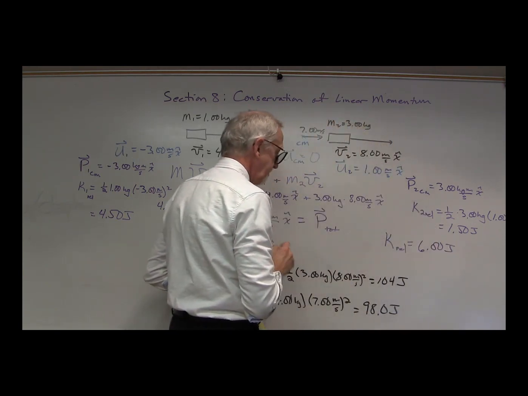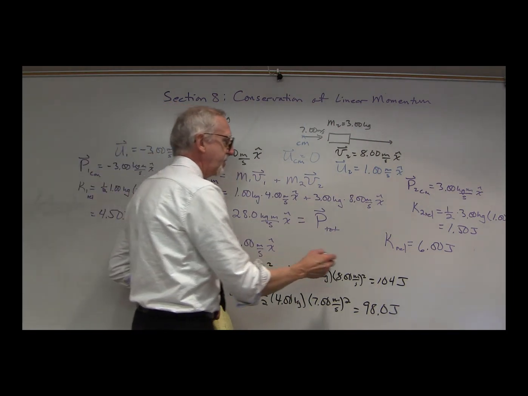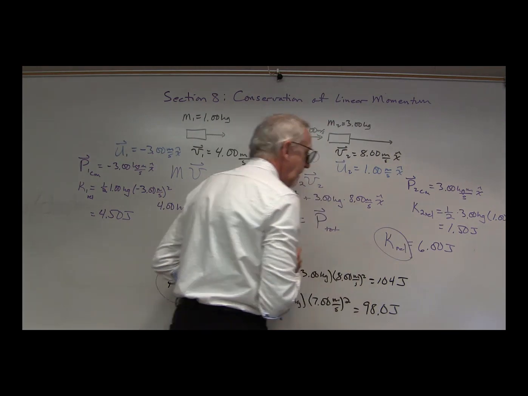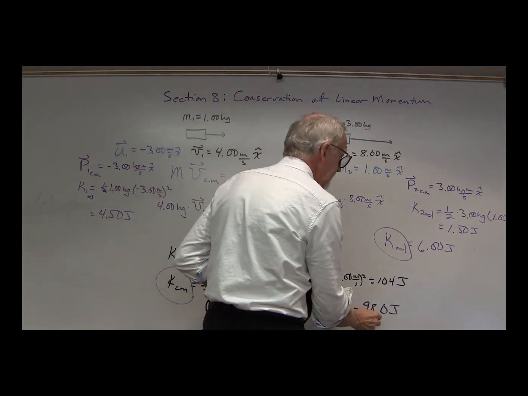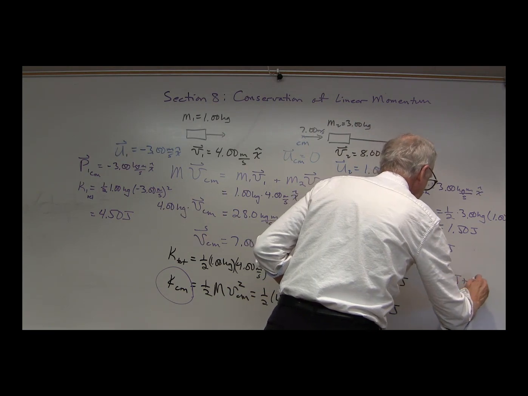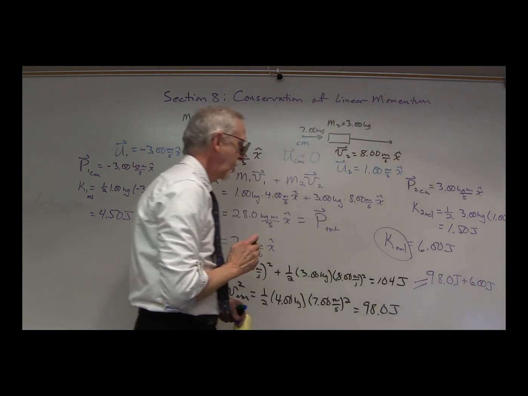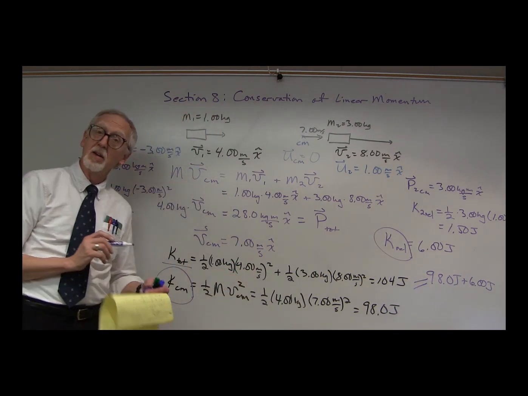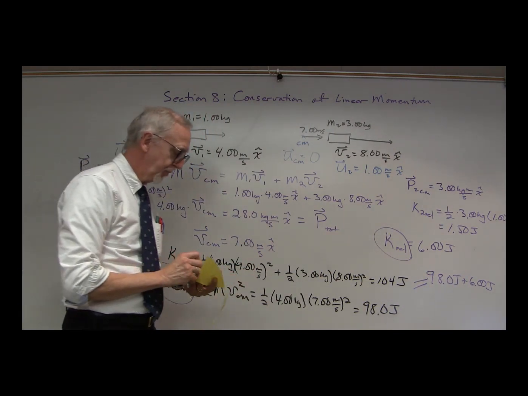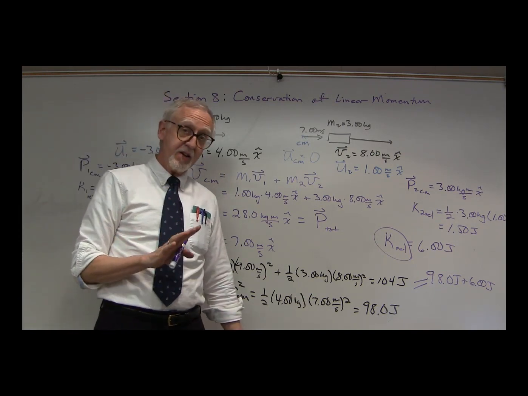And what do we notice? The kinetic energy of the center of mass plus the kinetic energy relative to the center of mass would be 98 plus 6, which is 104, which is exactly what we calculated the first time. Very, very good. Excellent. That is enough for today, I think.